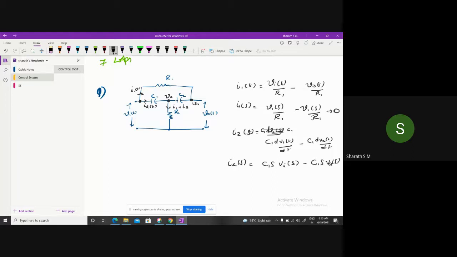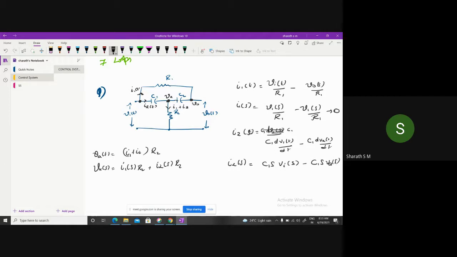In the same way, the voltage across this particular position VA. V is equal to IR. So VA of t is equal to I1 plus I2 times R2. So VA of S is equal to I1 of S into R2 plus I2 of S into R2.